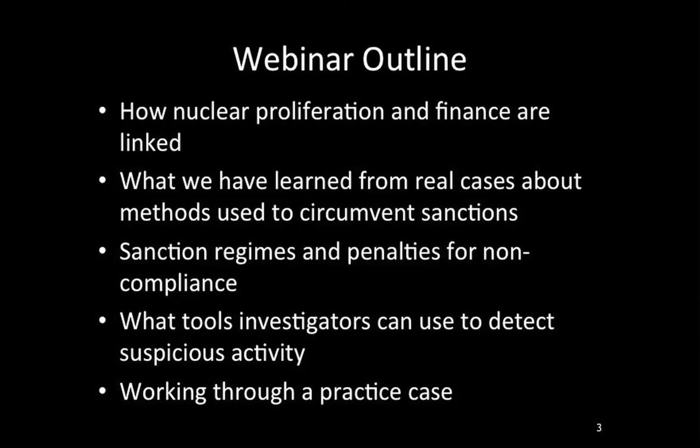And then I will look at some of the red flags that compliance professionals need to watch out for, which is true for anyone in the business of facilitating trade transactions, whether you're working for a financial institution or maybe you're a manufacturer. And then I will take you through a practice case study.